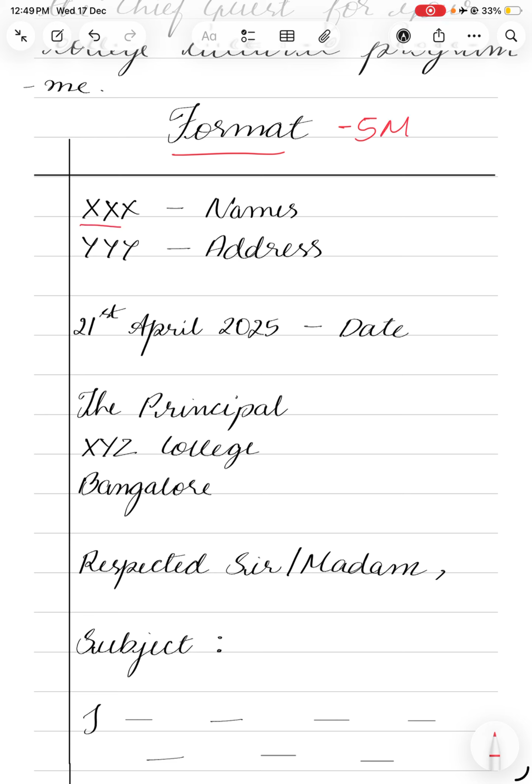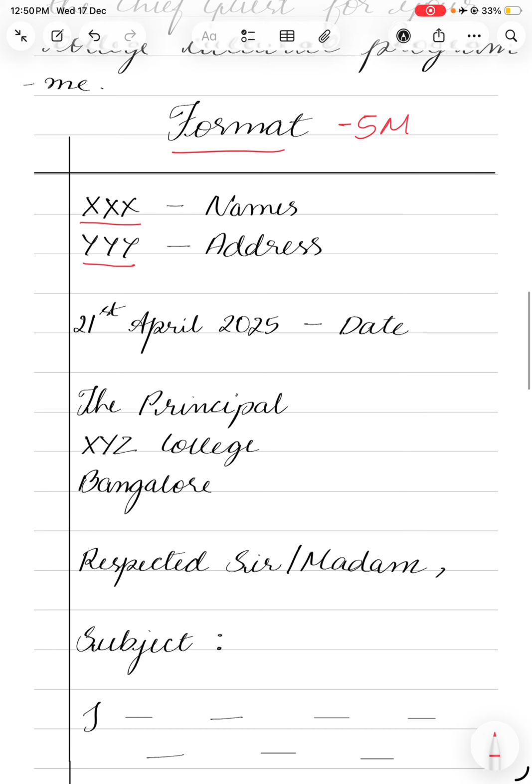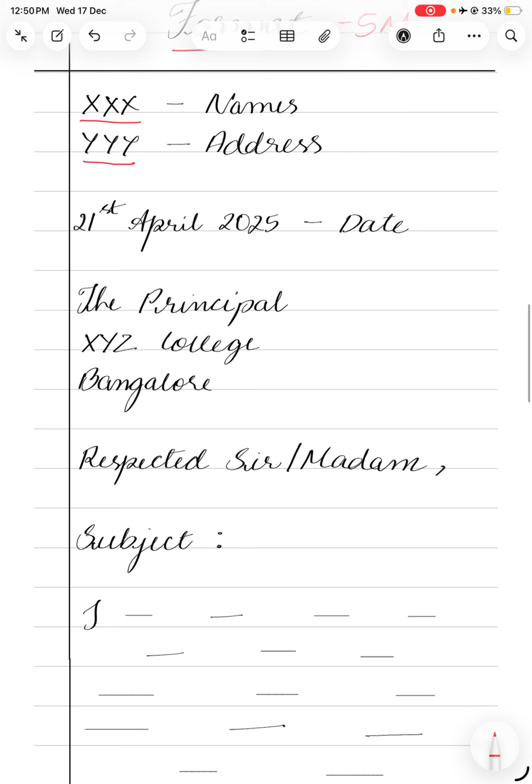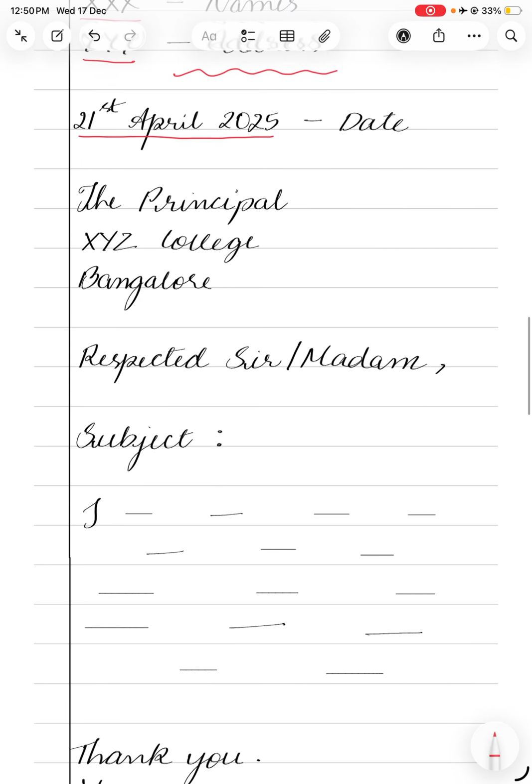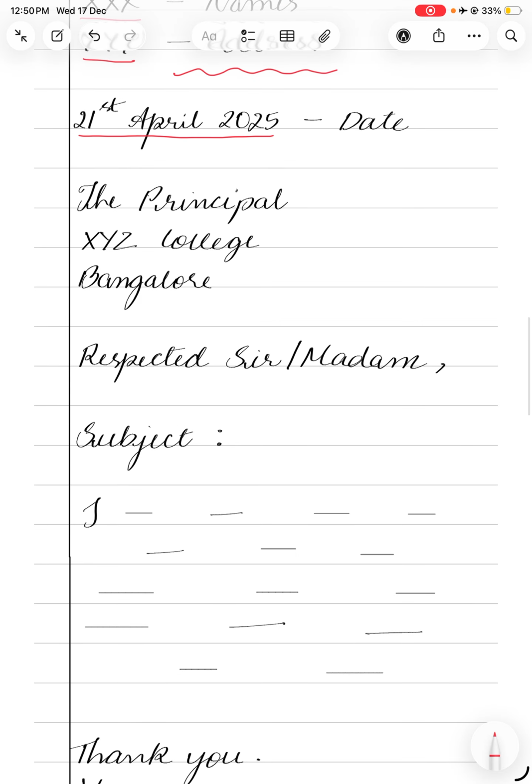First, you will be writing your name. You can write your actual name, or you can write a dummy name, or you can simply write XXX or YYY, it doesn't matter. But you will write the name, and after the name you will write the address, and then after that you will leave a line gap. One line is left here, and then you will write the date. The format for the date is this one. Make sure to write the date in this format without any mistakes, and then you will write the to address.